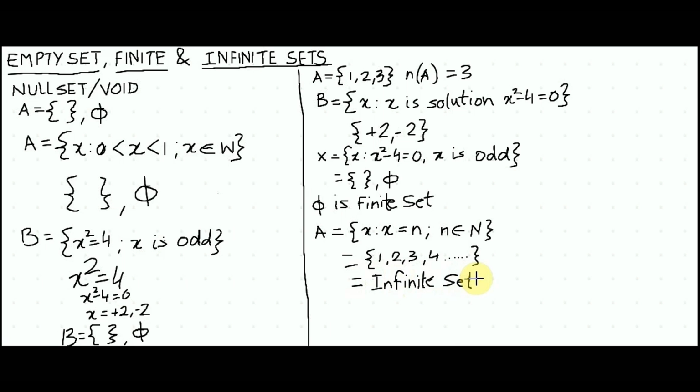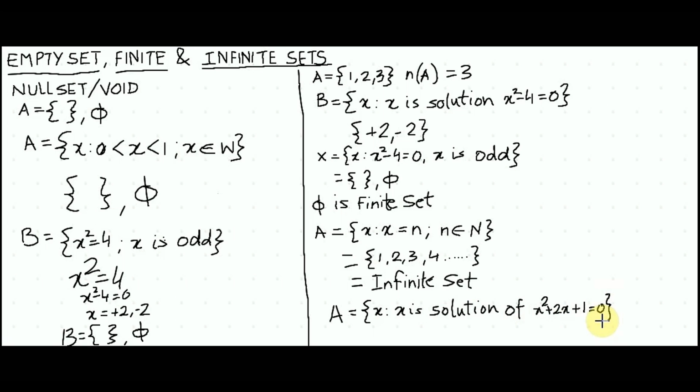Now I will give you some more examples. This is a set A. X is a solution of x square plus 2x plus 1. This is the equation.